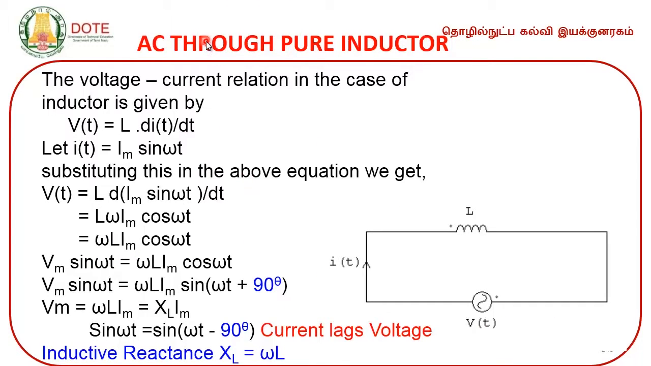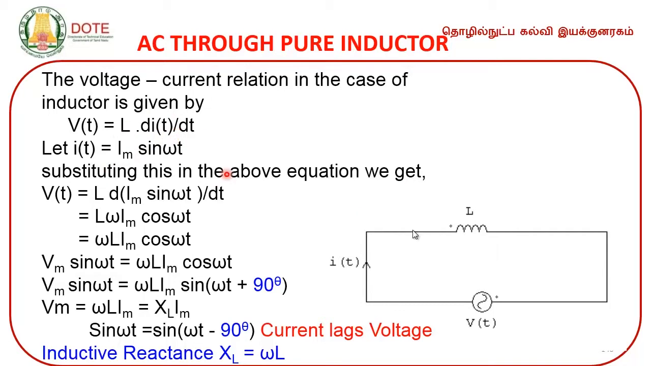Now what happens when you connect the AC through the pure inductor? So let us see how the pure inductor behaves when connected across AC, now let us do this analysis, right? According to Kirchhoff's voltage law or Ohm's law, the voltage drop across the inductor is nothing but V equal L into di by dt, right? So L is the inductance value and di by dt is the rate of change of current.